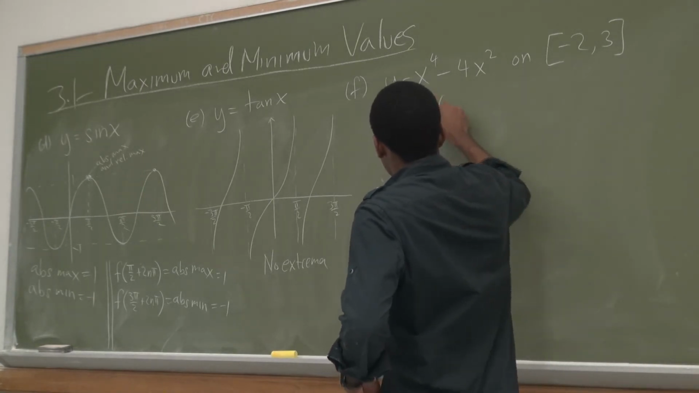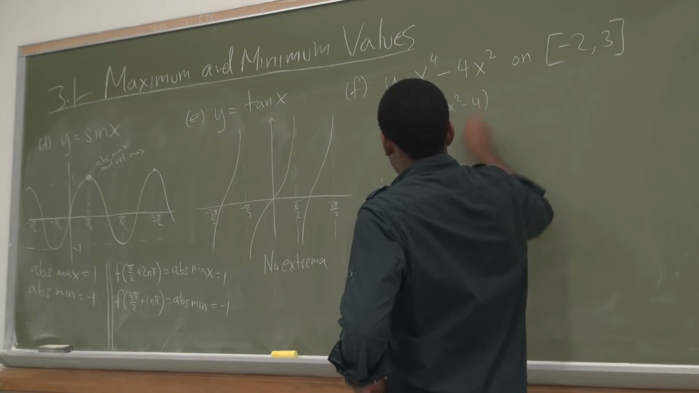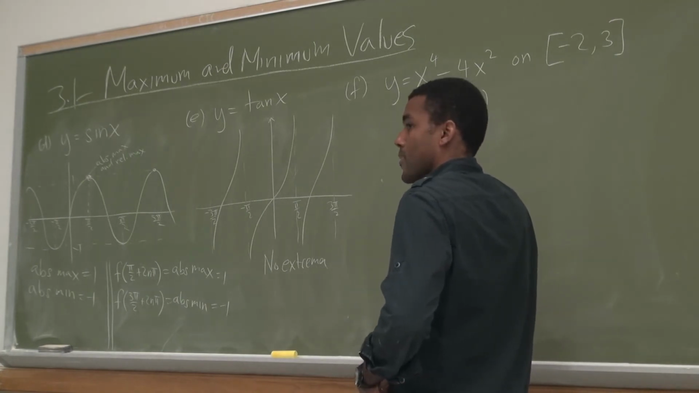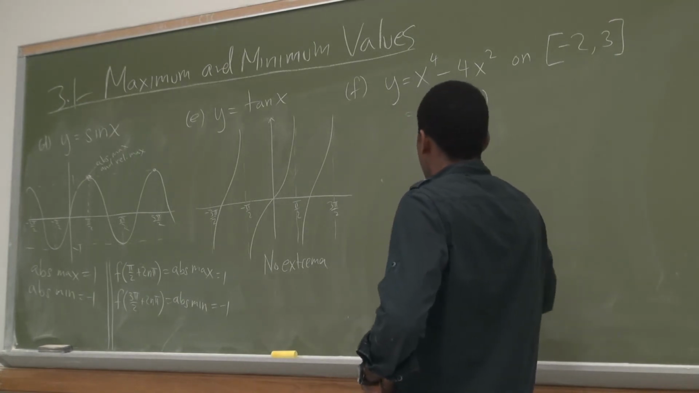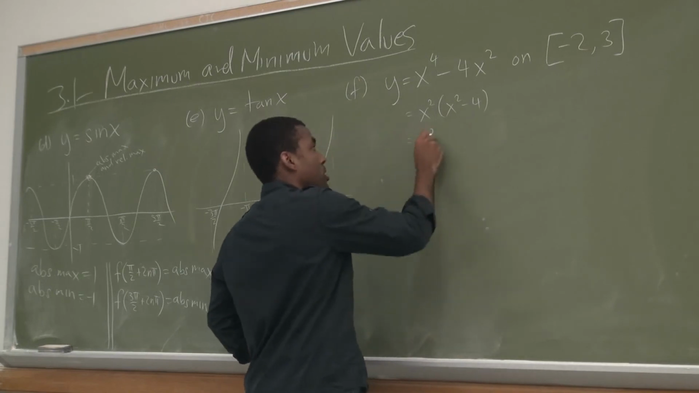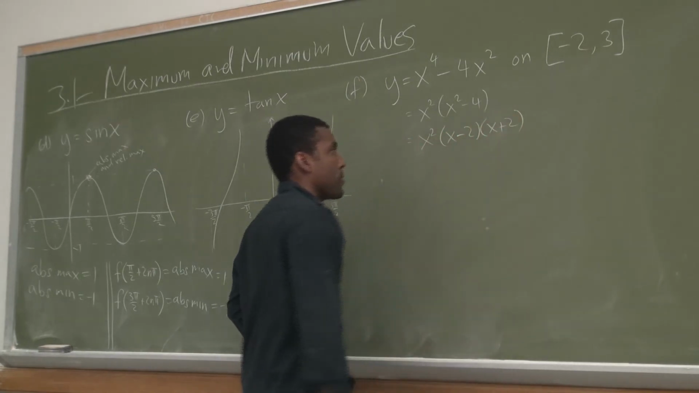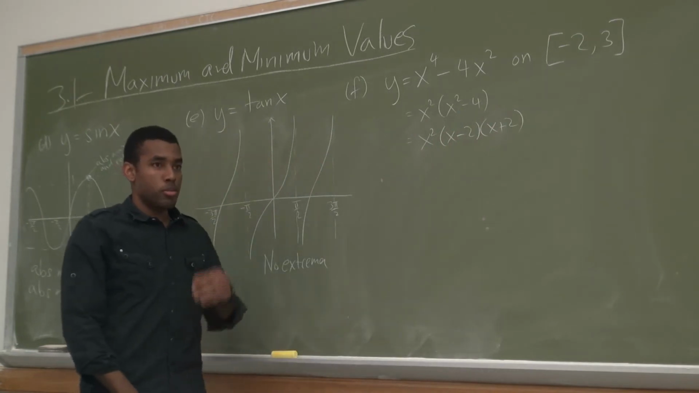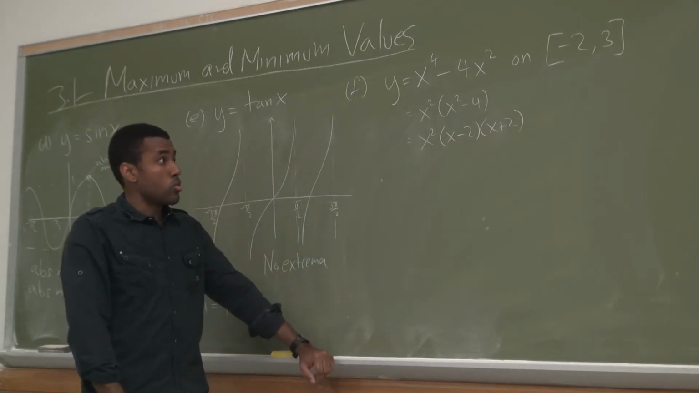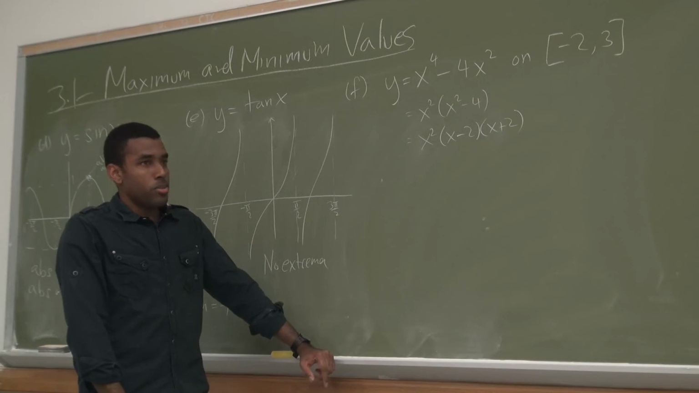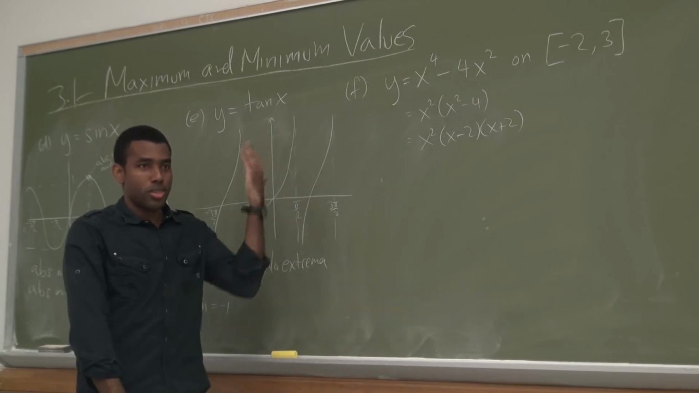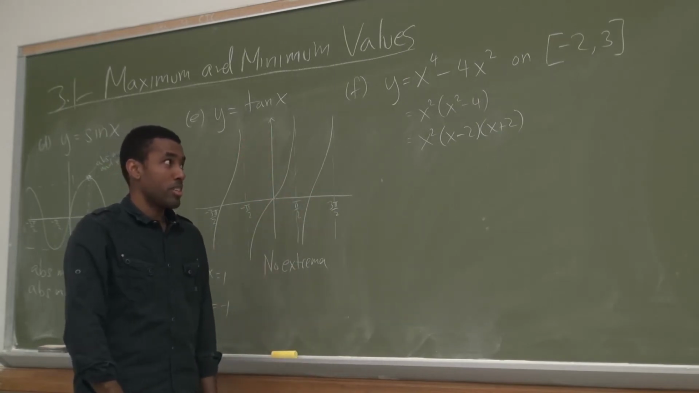You factor this: x squared times x squared minus 4. And then what? Difference of two squares, so this is x minus 2, x plus 2. And why would we want to factor? What does that help us get? The roots, right? You find the x-intercepts and the y-intercepts. That's one of the first things you learn in pre-calc when you're graphing stuff, right?